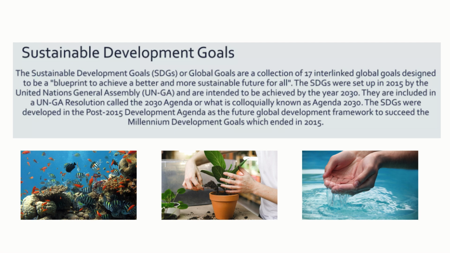The SDGs were set up in 2015 by the United Nations General Assembly and are intended to be achieved by the year 2030. They are included in a UNGA resolution called the 2030 Agenda, or what is colloquially known as Agenda 2030. The SDGs were developed in the post-2015 Development Agenda as the future global development framework to succeed the Millennium Development Goals, which ended in 2015.